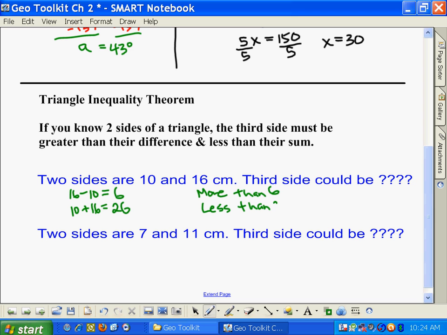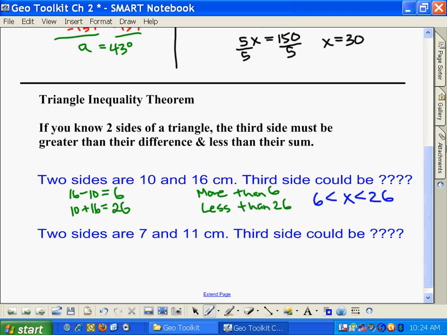It's important to note that it cannot be 6 and it cannot be 26. So it could be maybe 6.1, or maybe a little bit less than 26, maybe 25.9, but it can't be these two numbers. Another way we'd write this is, if x is our third side, we could say that 6 is less than x is less than 26. So this means x is greater than 6 and it's less than 26. That's another way of writing the exact same thing.